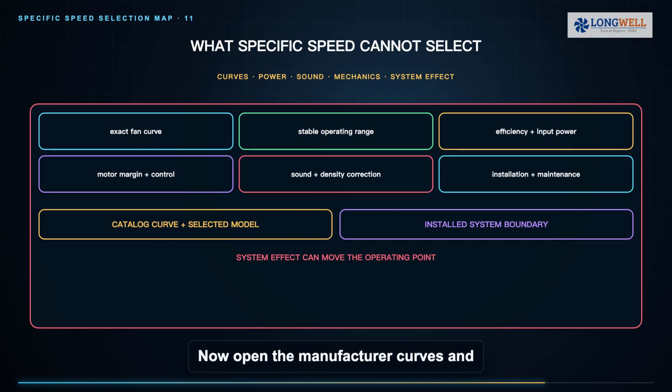Now open the manufacturer curves and verify the operating point, stable range, efficiency, absorbed power, motor margin, sound, temperature and density corrections. Then check size, inlet and outlet constraints, guards, filters, elbows, contamination, materials, bearings, control range and maintenance access. System effect can move the installed duty far from the catalog point.